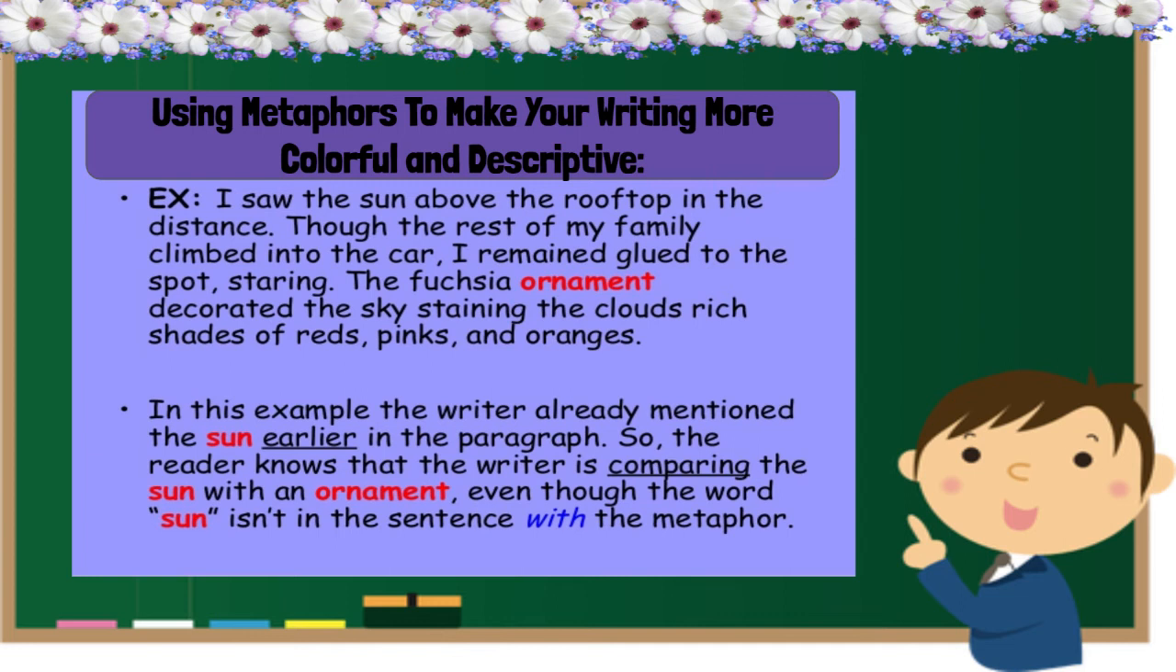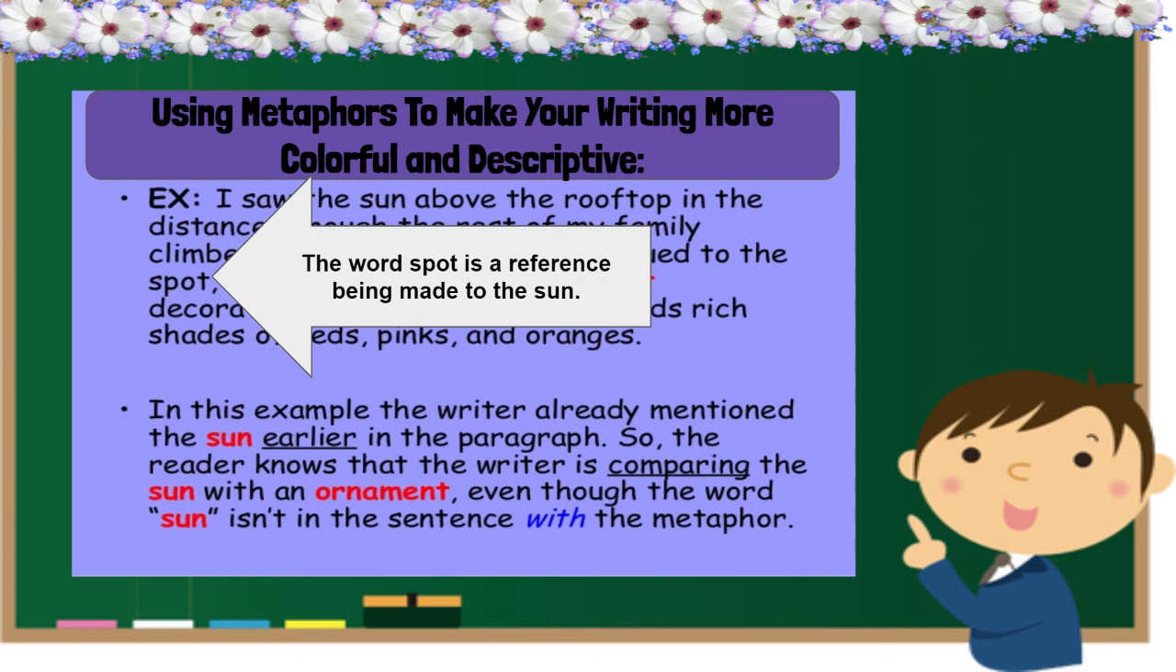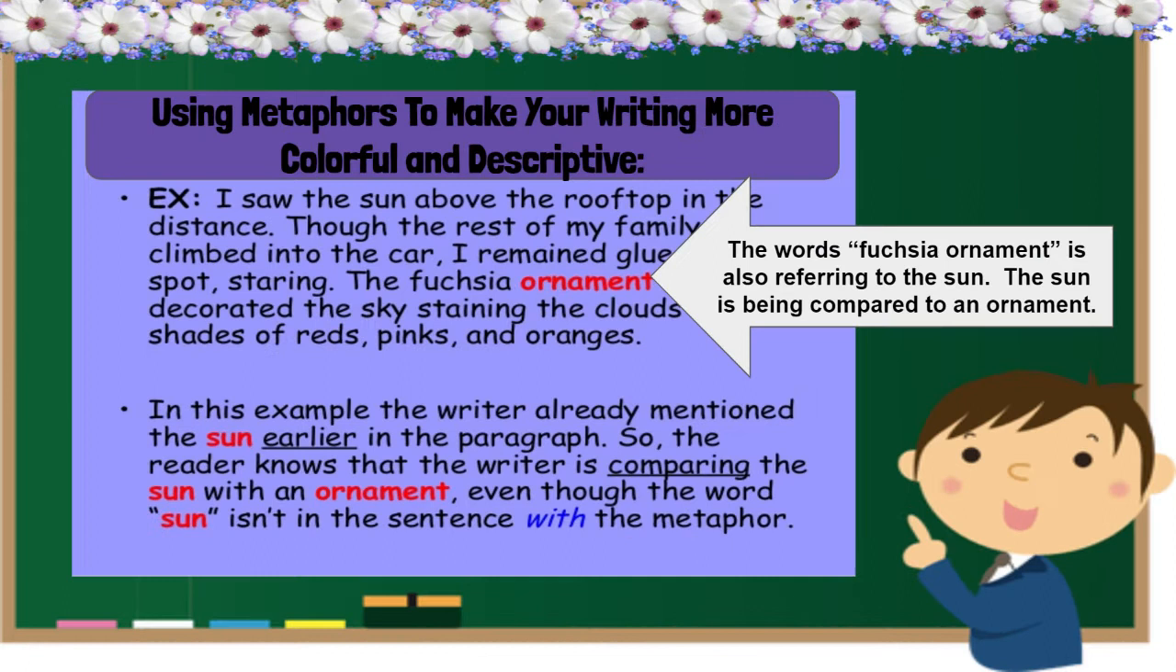In this example, the writer already mentioned the sun earlier in the paragraph. So the reader knows that the writer is comparing the sun with an ornament, even though the word sun isn't in the sentence with the metaphor. The word spot is a reference being made to the sun. The words fuchsia ornament are also referring to the sun. The sun is being compared to an ornament.